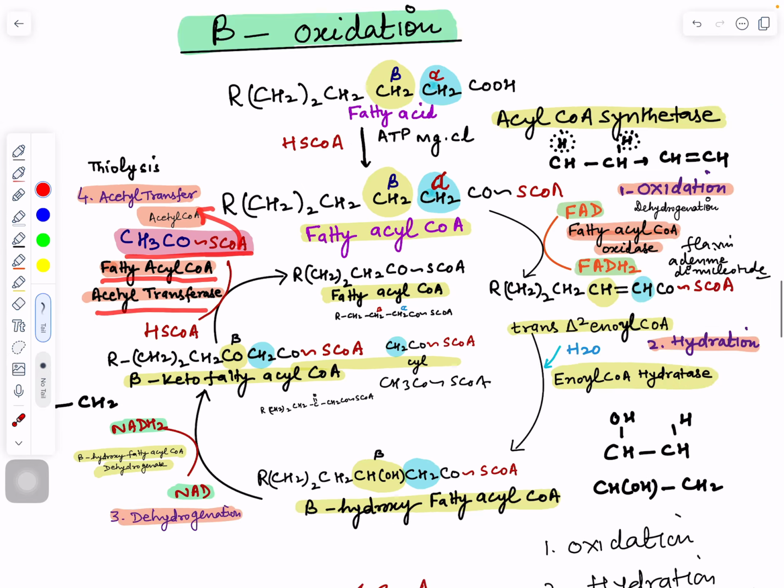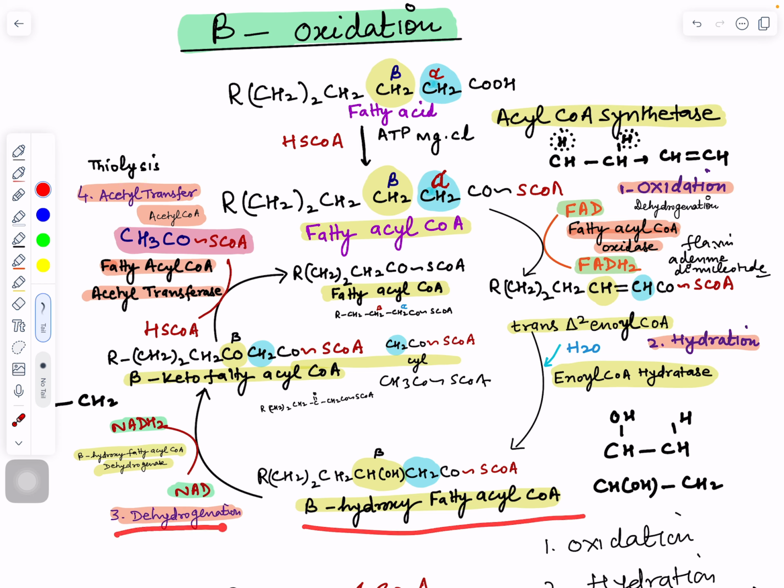Again, I'll quickly revise. This is any fatty acid of any length. First, it is oxidized or dehydrogenated, right, by the enzyme acyl coenzyme A synthetase. Now this will be converted to trans delta 2 enoyl coenzyme A. Now hydration will take place, water is added. This is beta hydroxy fatty acyl coenzyme A. Again dehydrogenation will take place. This will get converted to beta keto fatty acyl coenzyme A. Acetyl coenzyme A will be removed. This is called acetyl transfer or thiolysis. And again fatty acyl coenzyme A will be produced. So 4 reactions have occurred: oxidation, hydration, dehydrogenation and thiolysis, and acetyl coenzyme A has been removed.